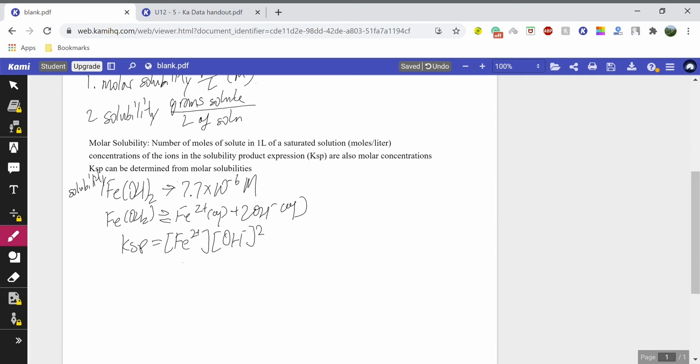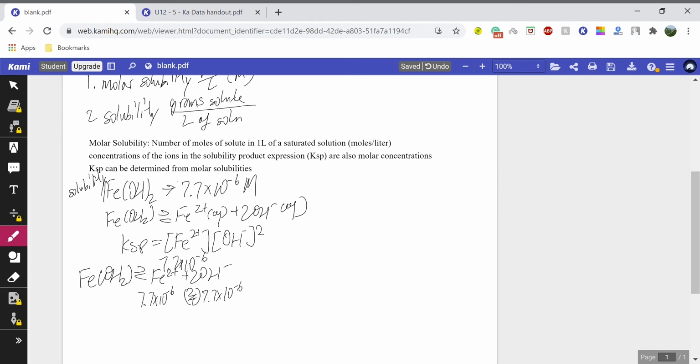Now step 2, we need to calculate the concentrations of the ions in solution from the solubility data. We're told that the solubility is 7.7 times 10 to the negative 6. Fe2+ and Fe(OH)2 are in a 1-to-1 molar ratio, but for OH we have 2 OH-. So let's quickly write this equation again: Fe(OH)2 forming Fe2+ plus 2 OH-. Fe2+ will have our given solubility of 7.7 times 10 to the negative 6, and OH- will be 2 times 7.7 times 10 to the negative 6.